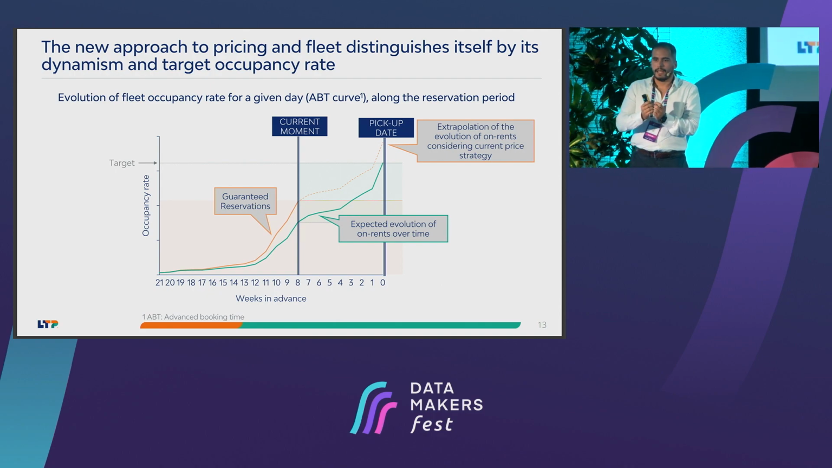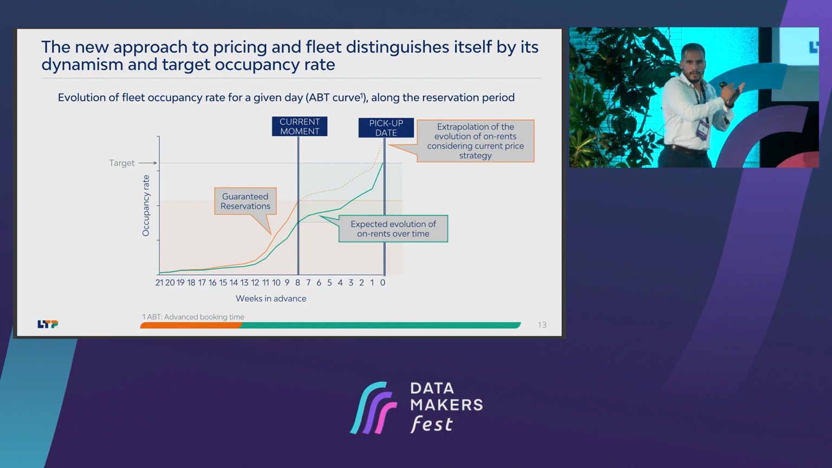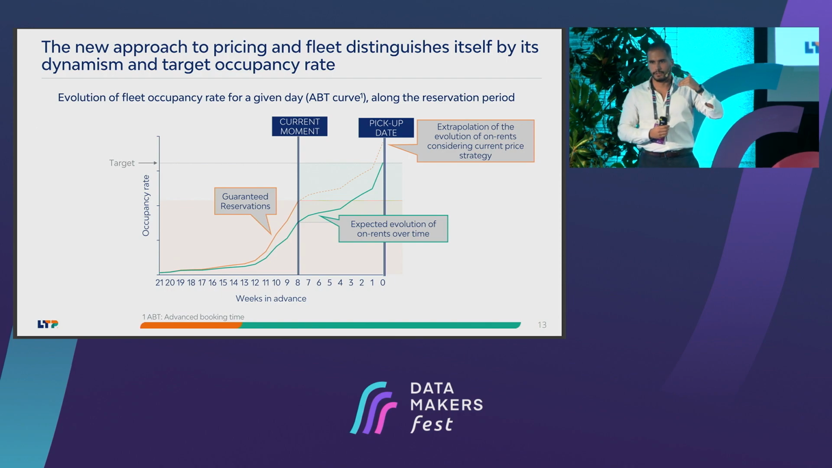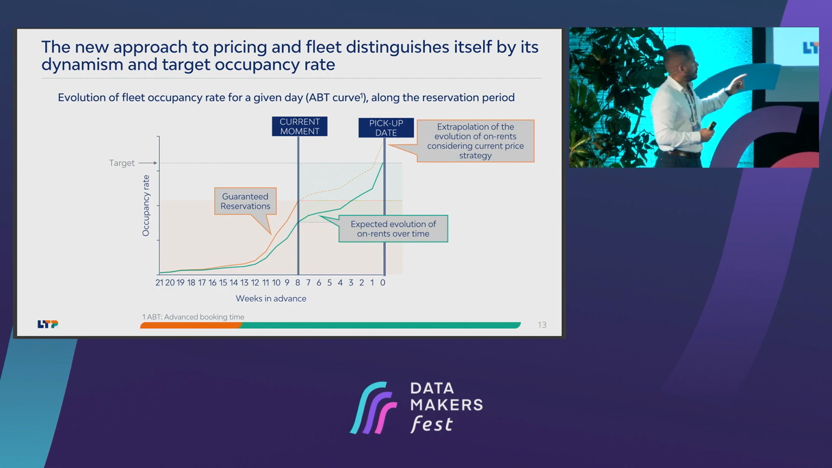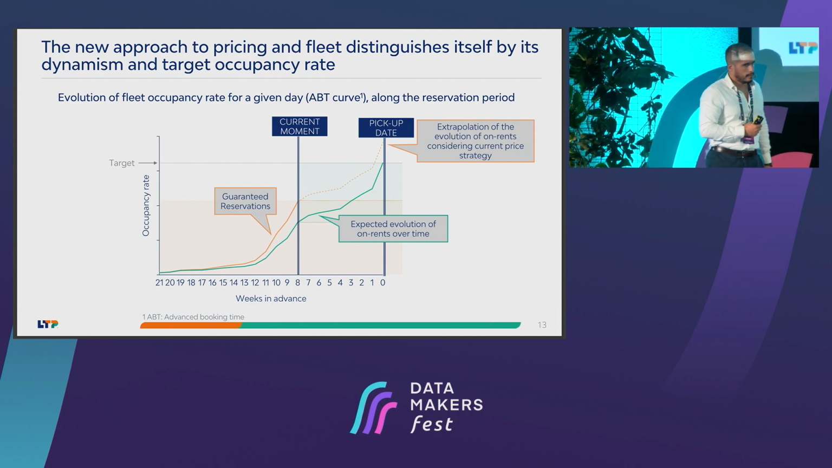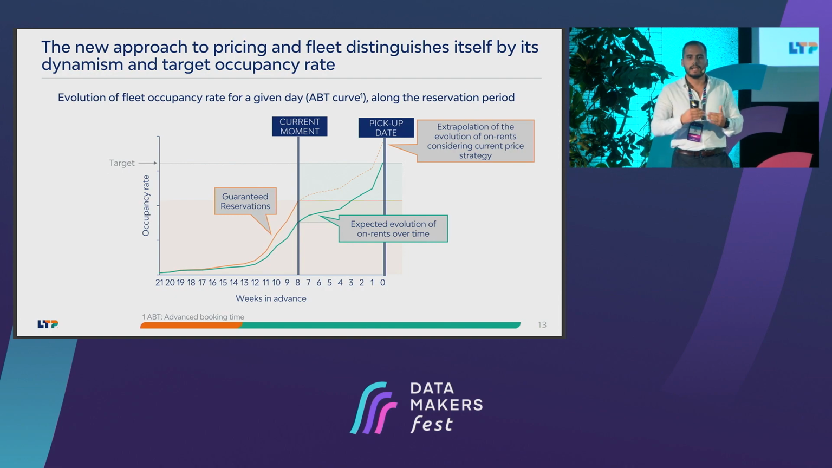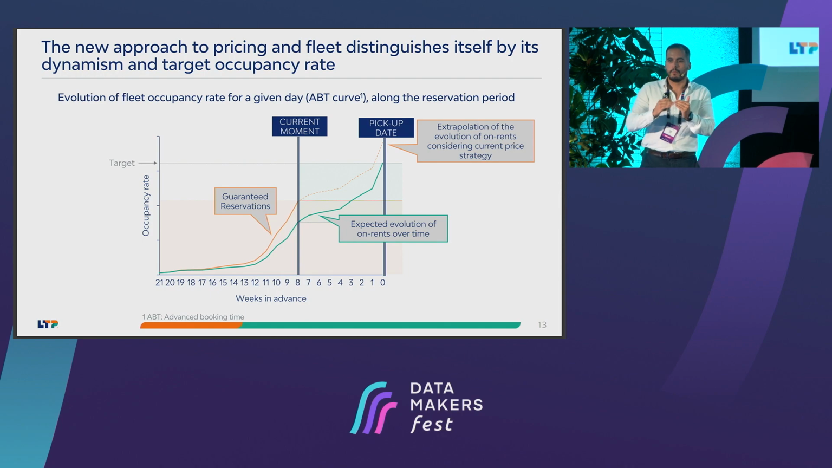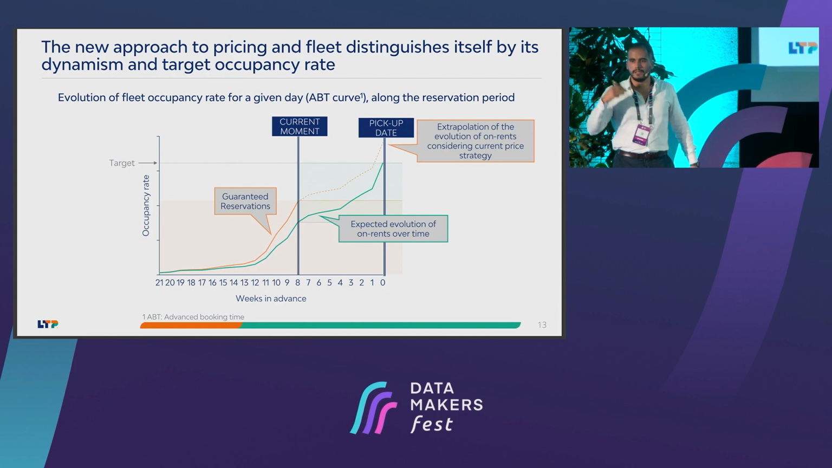So the key idea here is to combine this curve with our target that is provided by the forecasting module. So here, if I have, for example, an expected demand of 100 cars, and right now I'm 8 weeks in advance, and my occupancy target is 30%, I expect to have, for example, 50 cars, and I expect to have 70% more based on those 50 cars that I have right now. So I'm a little above the target or below the target for a given day.